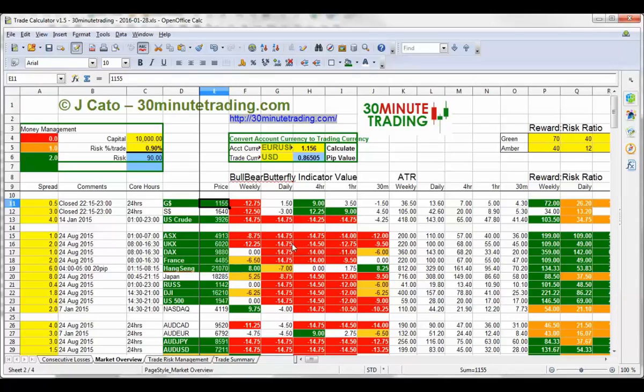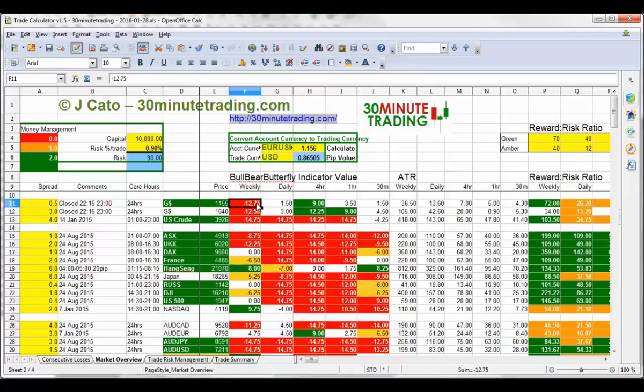When I entered this data, it was reading 1155 as the price of gold. And here are values for what I call the bull bear butterfly indicator, which is part of my proprietary trading system, my code that I have clients using. Essentially it gives you an idea about the bullishness or the bearishness, or how much butterflyness it has in the trade.